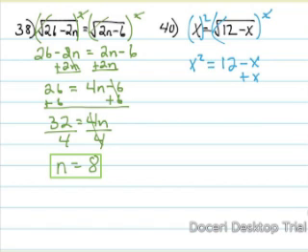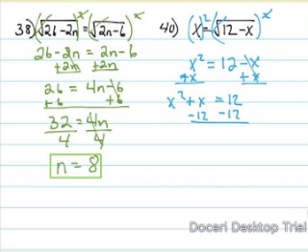So we're going to add our x, add our x. We cannot combine those because they are not like terms. So you'll have x squared plus x equals 12. And then you want to subtract 12. Subtract 12. You can't combine anything there. So you end up with x squared plus x minus 12 equals 0.